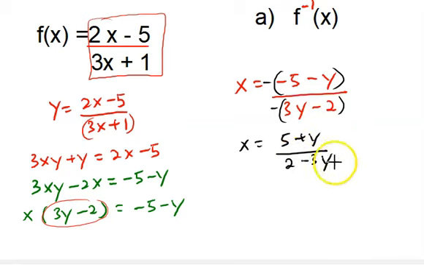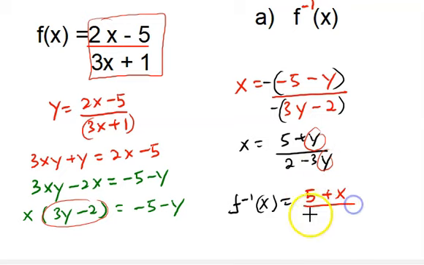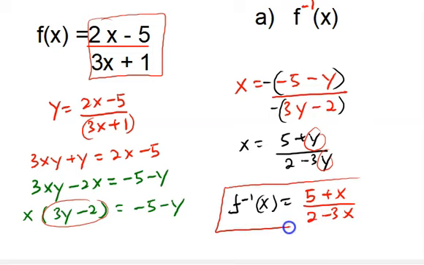Okay, so you have already made your x the subject. Now we just have to write down the answer. So the final step, please remember, change the y into x. So you got 5 plus x over 2 minus 3x. So this is your answer.